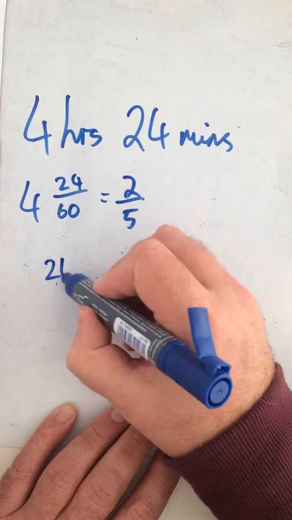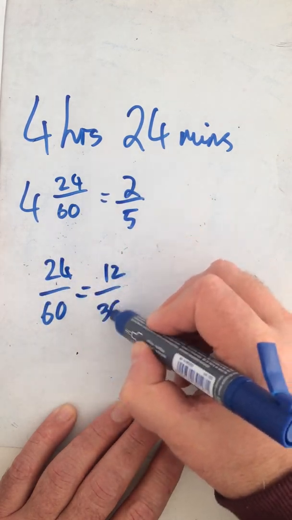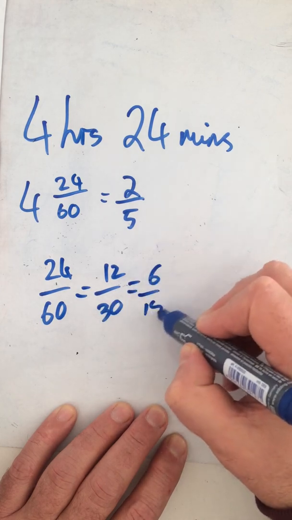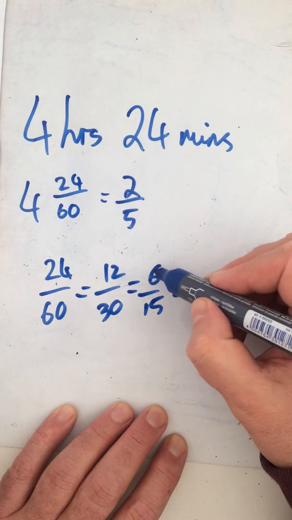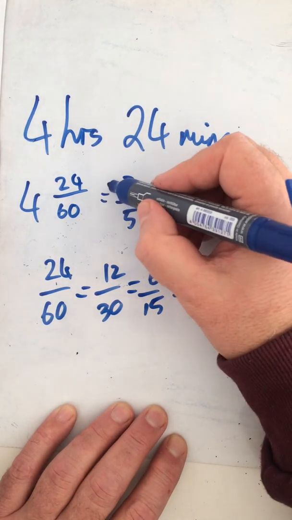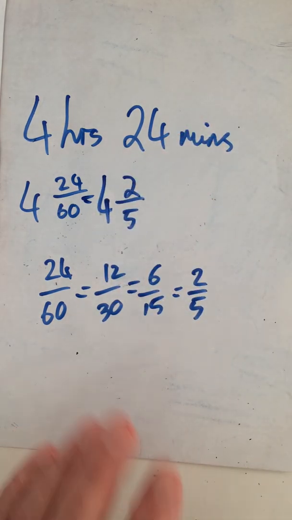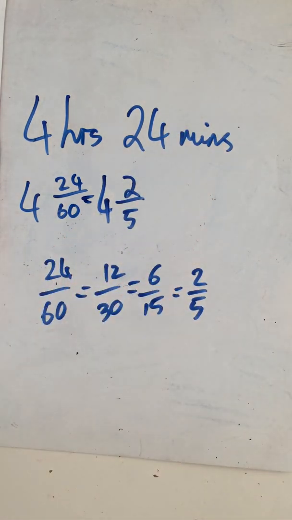Can you see that? If I got 24 over 60 and wanted to do it a different way, I could do 12 over 30, I could do 6 over 15, and then 3 is a factor of both of these, 2 over 5. So the answer to that one would be 4 and 2/5. You're putting it into a fraction in its simplest form.